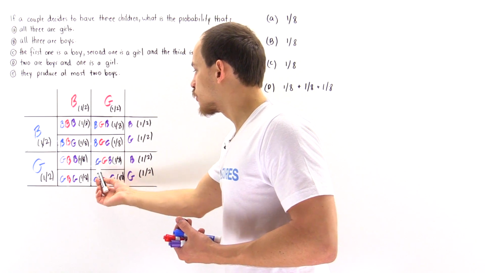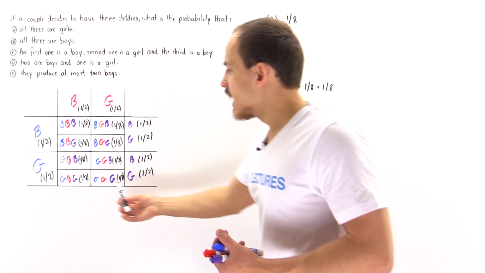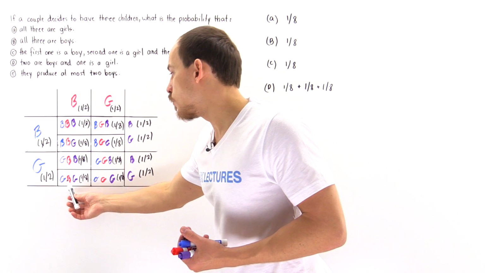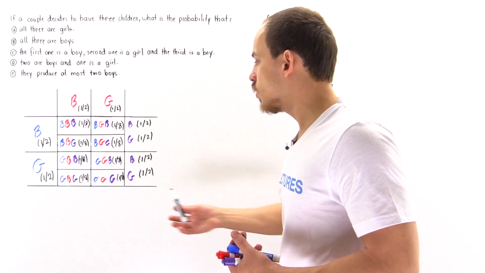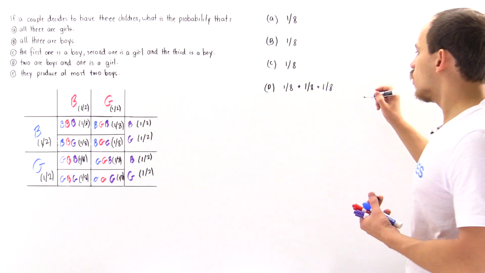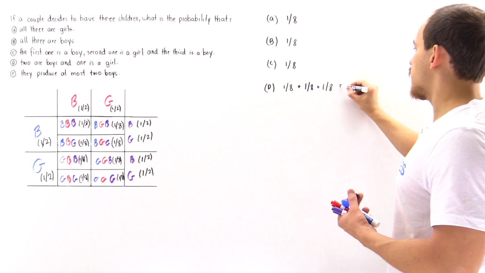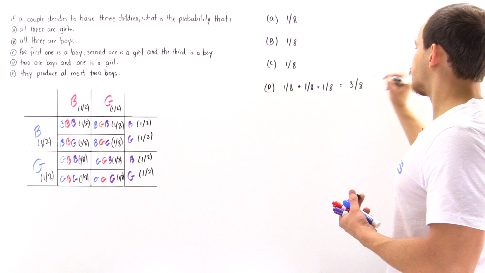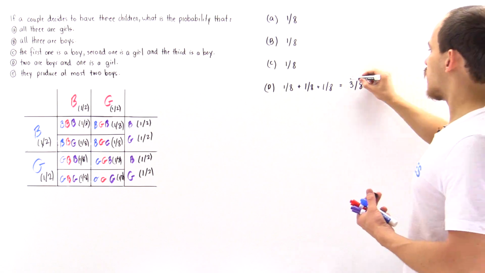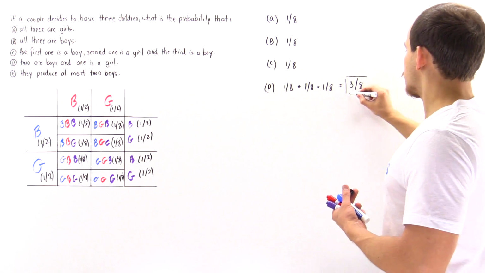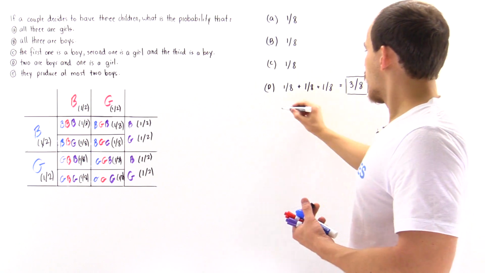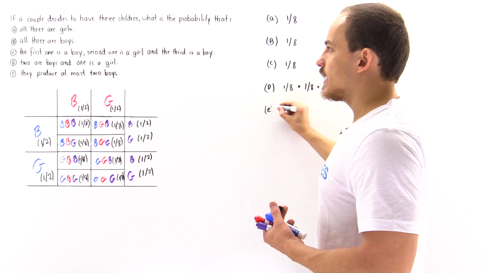Case number 6 is girl, girl, boy. That doesn't work. Case number 7 is girl, boy, girl. Once again, that doesn't work. And case number 8 also doesn't work. So this is what we do. We sum up these 3 values and we get 3/8. So this is the probability for D. So let's box these in. And let's look at E.